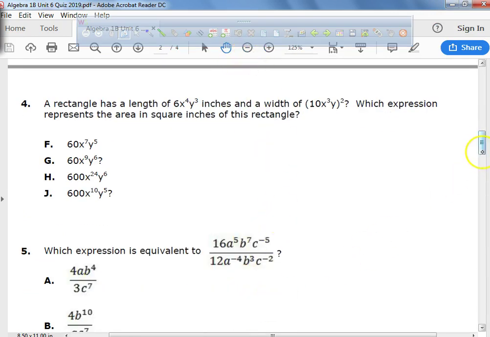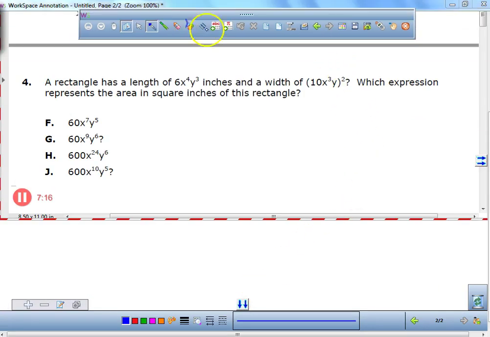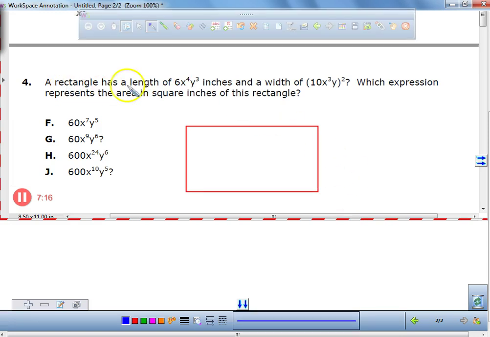Whenever you are dealing with a problem that says you're dealing with a rectangle, what do I expect you to do? That's right, to draw a rectangle. That's what I expect you to do. Okay? Just draw a rectangle. Now it says the rectangle has a length of 6x to the power of 4y cubed, and it says it has a width of parentheses 10x cubed y close parentheses squared. So I'm going to put two parentheses. That's what I want you to do first, right there.